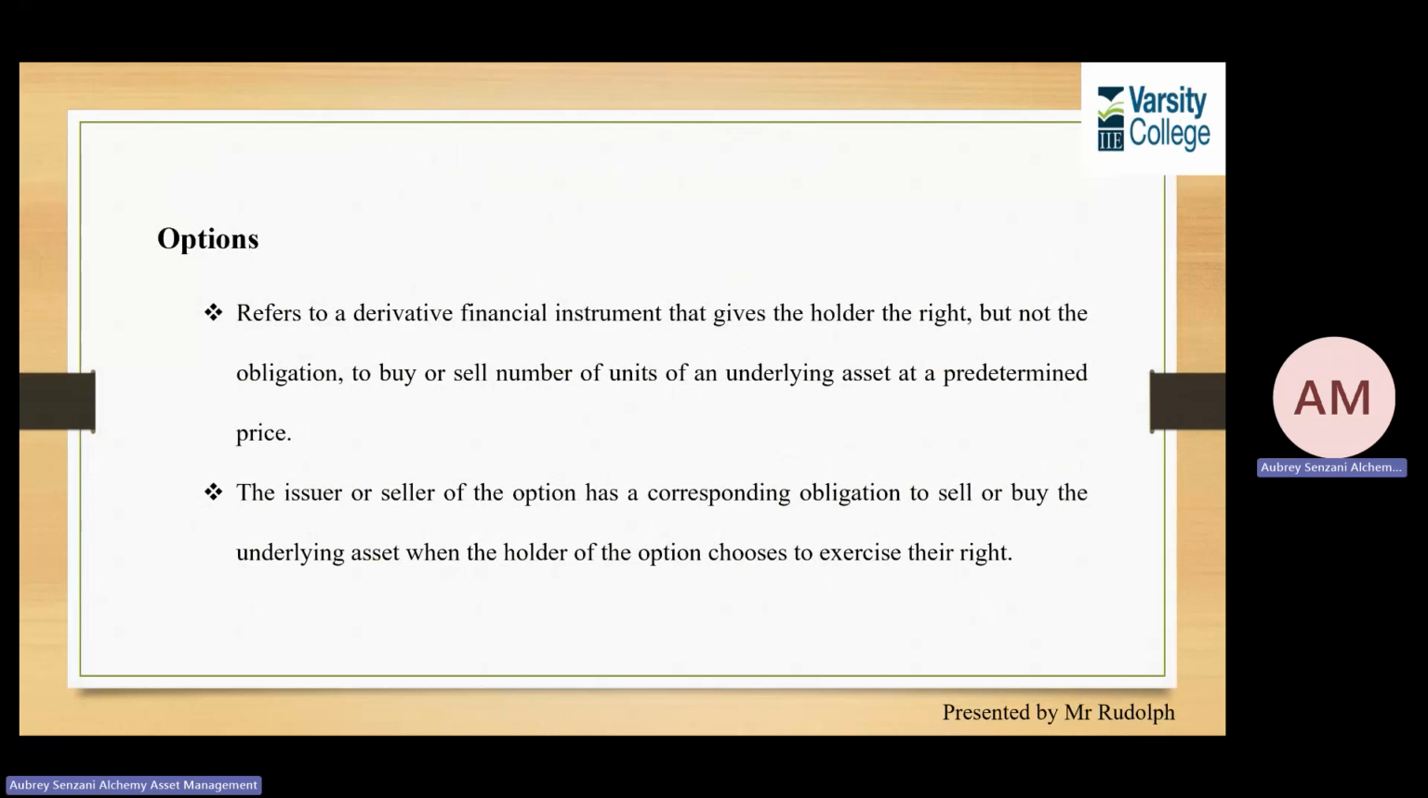Let's just finish this and then I'll give you guys a break. The issuer or seller of the option has a corresponding obligation. Can you see? You issued the option, so you have an obligation to me. If I choose to exercise, you must provide the capital for the property. Okay? So that's what we mean. The issuer has a corresponding obligation to sell or buy the underlying asset when the holder of the option chooses to exercise. Yes, I've chosen to exercise my right to sell it to you. Makes sense.